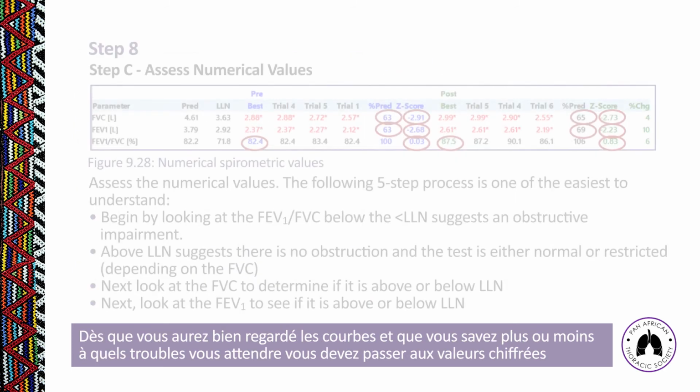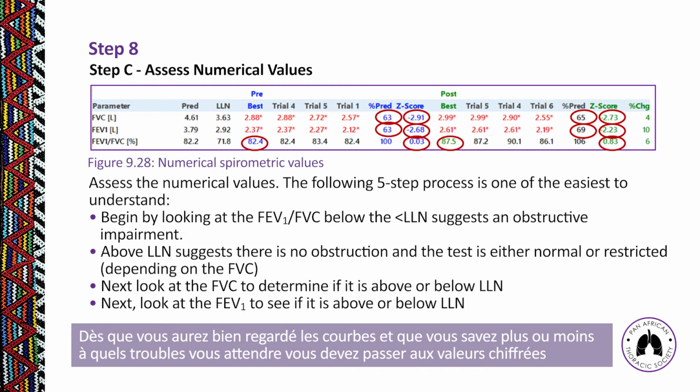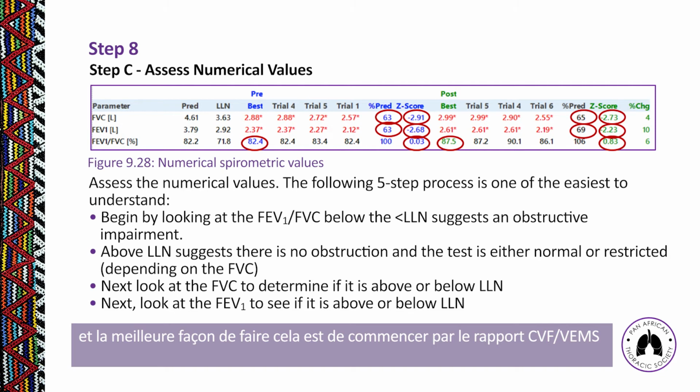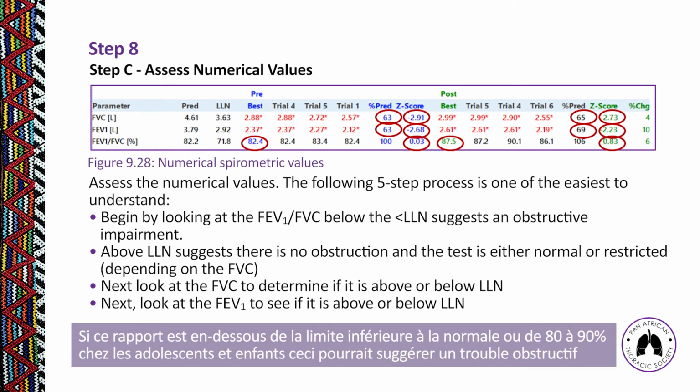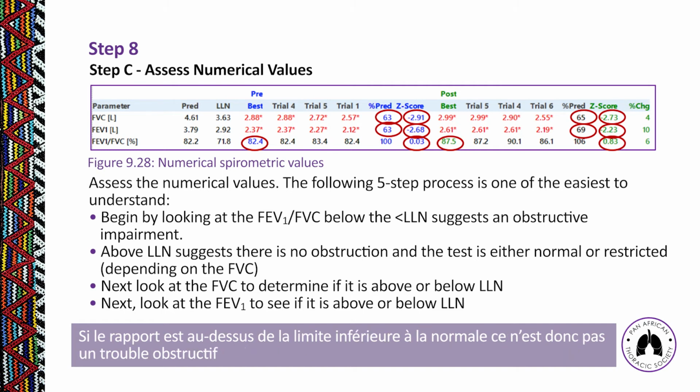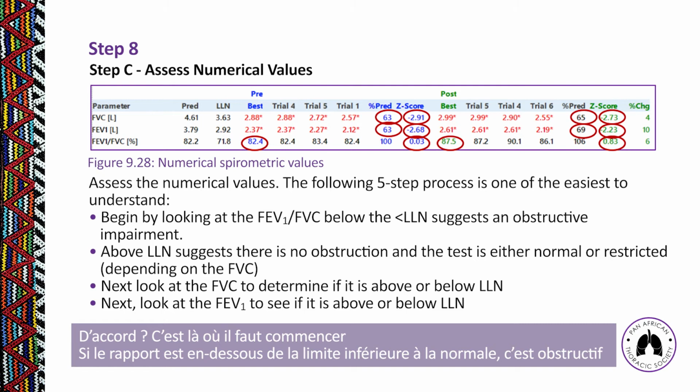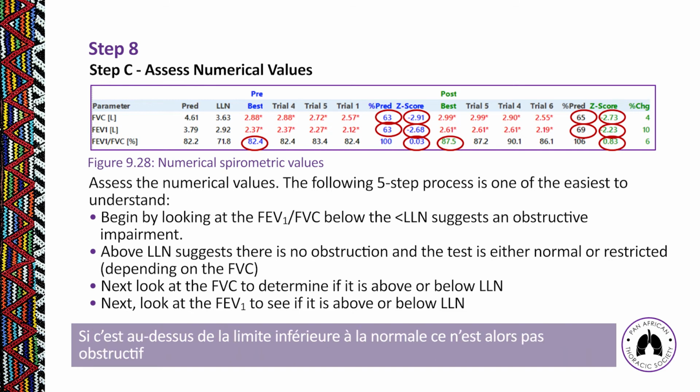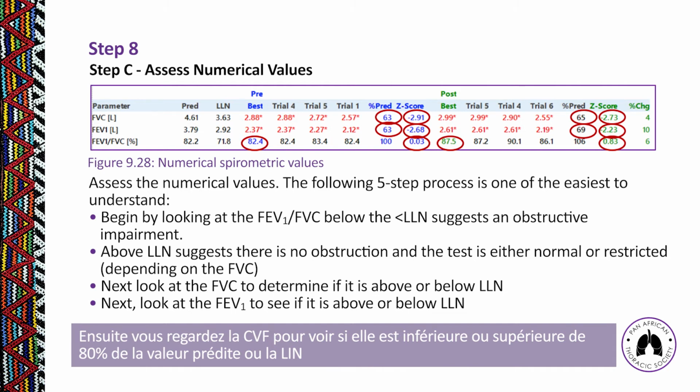Once you've had a good look at the graphs and you more or less know what kind of abnormality you're expecting, you need to then look at the numerical values. The best way of looking at the numerical values is to look at the FEV1 to FVC ratio first. If it is below the lower level of normal, or 80 to 90% in adolescents and children, this could suggest an obstructive impairment. If it is above the lower level of normal, then it is not obstructive. Okay, so that's the key starting point. If the ratio is below the lower level of normal, then it is obstructive. If it is above the lower level of normal, then it is not obstructive. The next thing you do is look at the FVC to determine if it is above or below 80% of predicted, or the LLN.